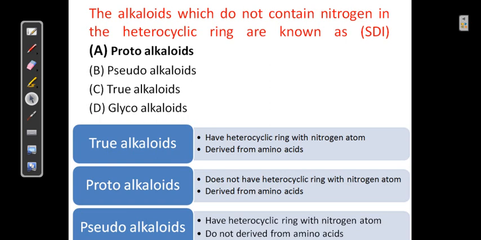In proto-alkaloid, the nitrogen atom is present in the side chain of the heterocyclic ring. So the correct answer of this question is protoalkaloid. True alkaloid and protoalkaloid both are derived from amino acid, whereas pseudoalkaloid is not derived from amino acids.